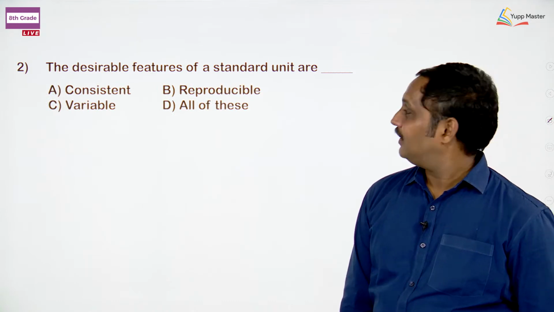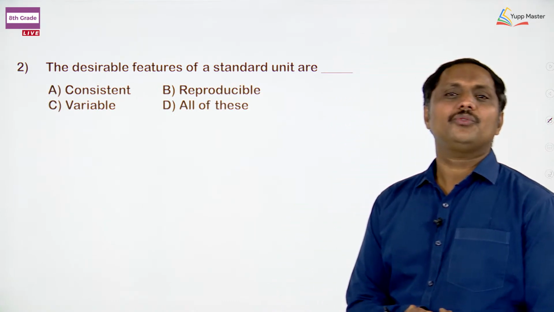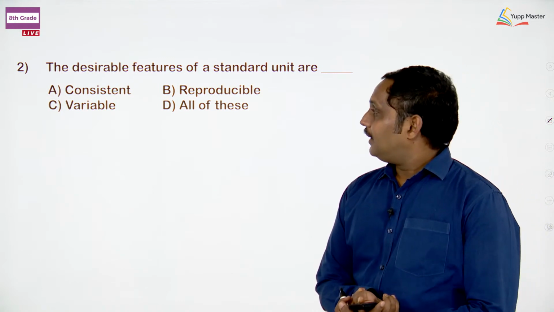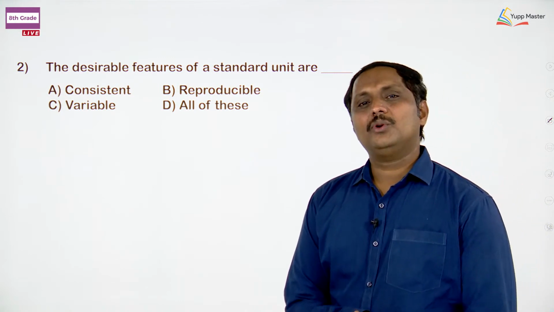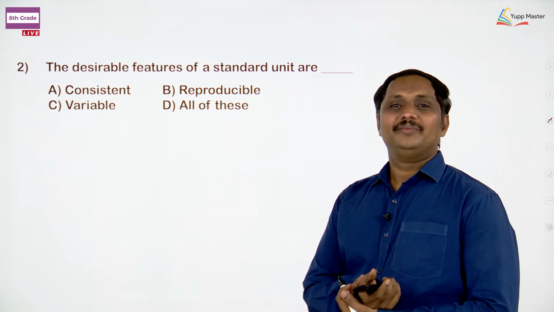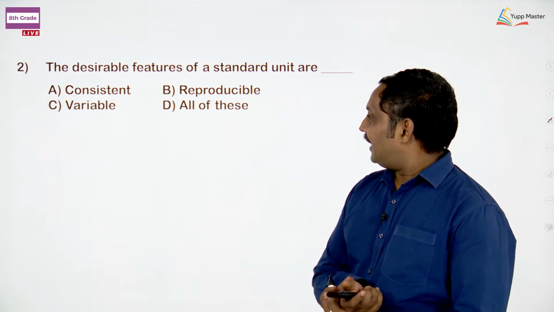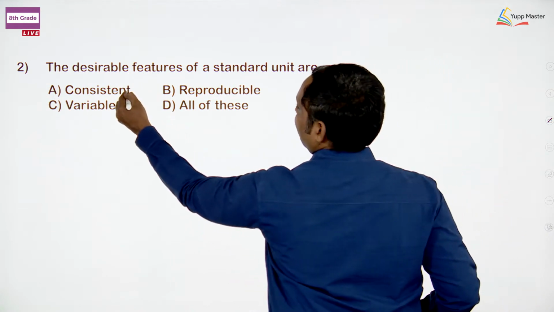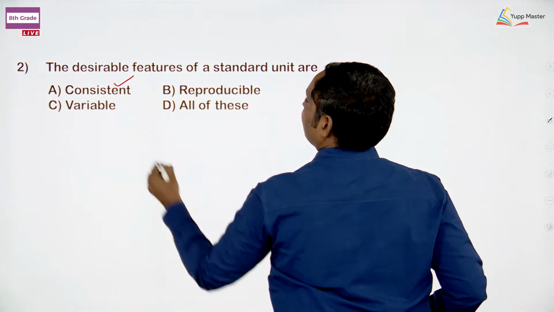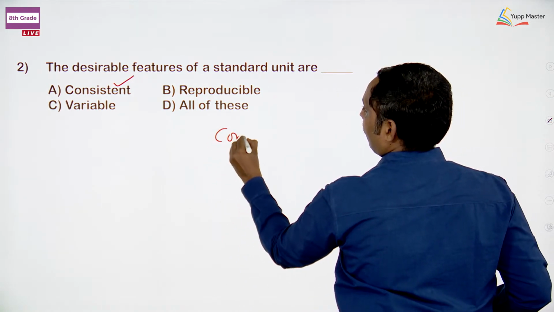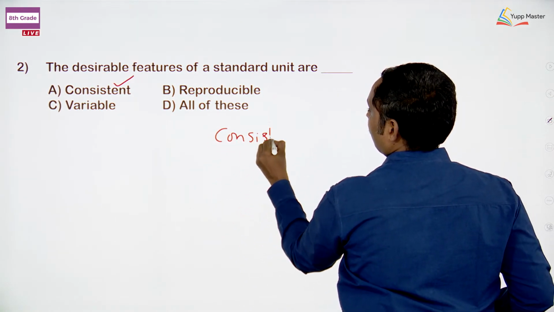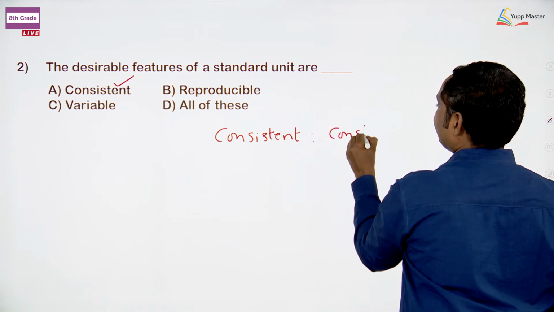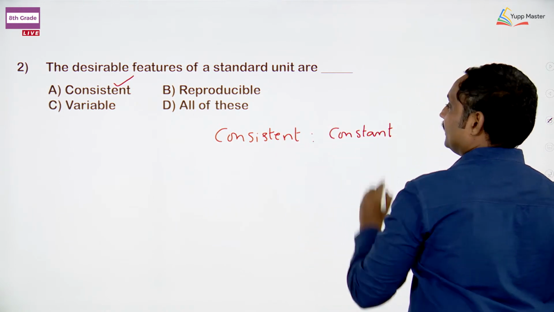Yes, please take that. What are the desirable features of a unit? If you are going to take that, it is constant and we can produce that unit. It is going to be consistent. It's correct. Consistent. Consistent means it is going to be constant. Very clear.